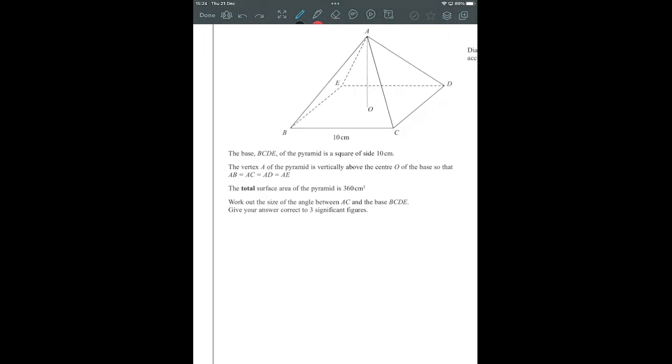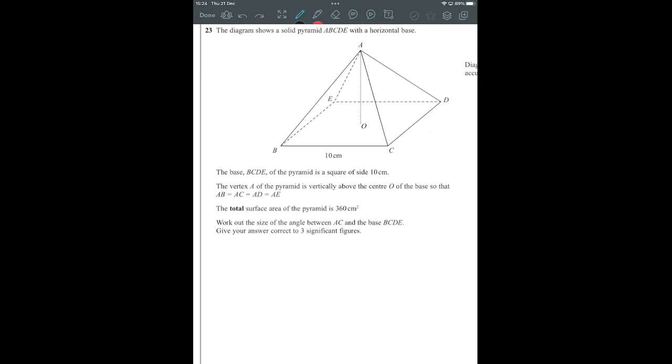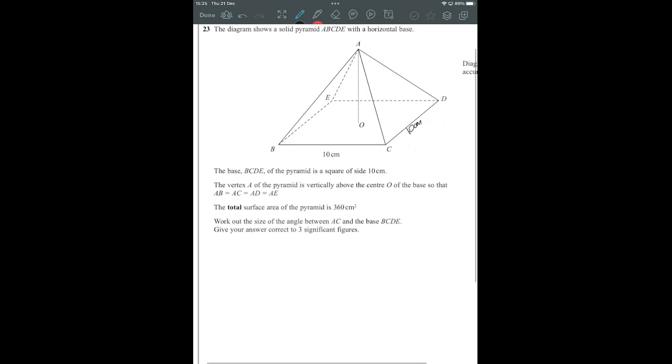Question 23. We have a solid pyramid. The base is a square, so I'm going to add in another 10 centimeters over here. The vertex A is above the center, so that all of the slanted lengths are the same. The total surface area is 360 centimeters squared. And we want to find out the angle between AC and the base.